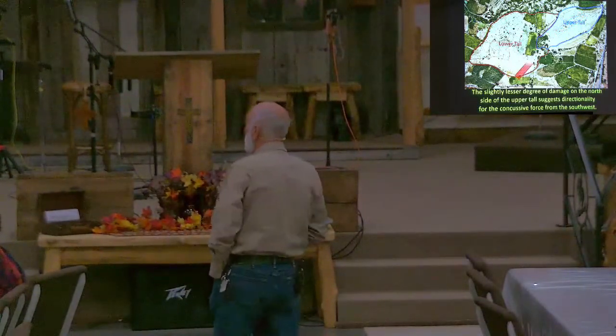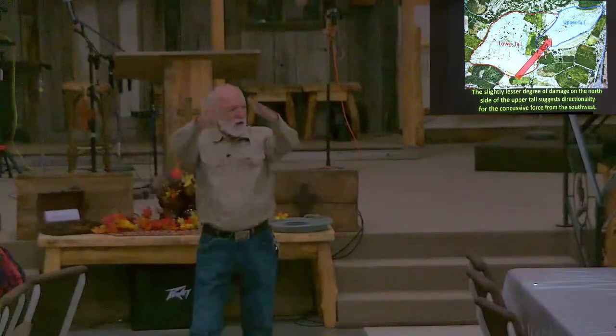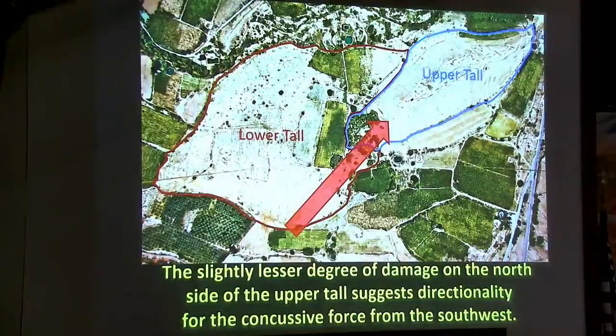Now, we also notice that when you look at those steep sides, that rampart wall that I described, there is more damage on the south side, which in this is the lower right, on the south side of the upper tell than there is on the back side of it, which suggests to us that the force of the concussive energy did more damage on that side than it did on the far side. That suggests directionality. In other words, that the force came from southwest of the site, traveling to the northeast. All right?